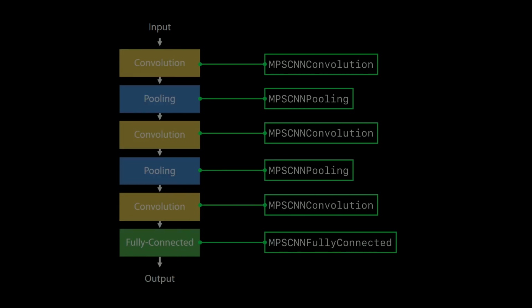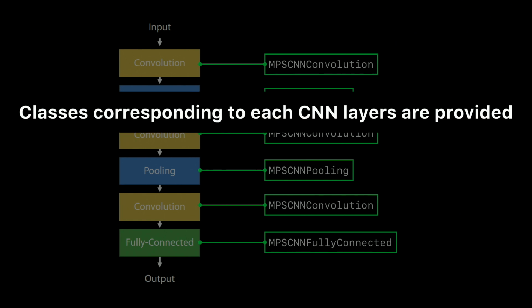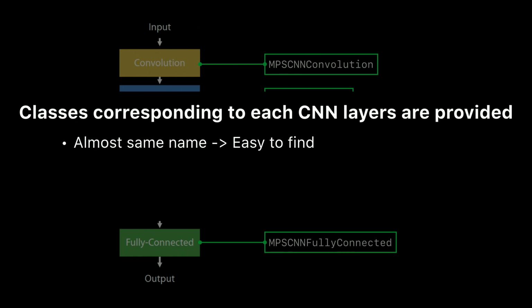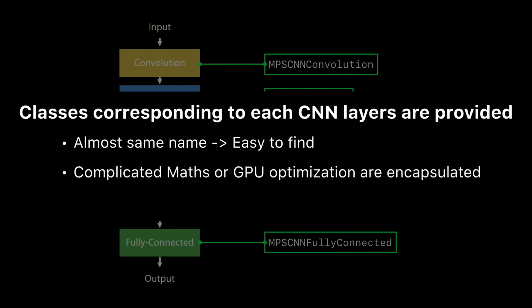So there are already classes corresponding to each CNN layers in MPS. The names are almost the same, like MPSCNNConvolution for convolution layers, so we can easily find the class to be used. And the complicated math or GPU optimization are encapsulated. So we don't need to touch these difficult parts by ourselves.